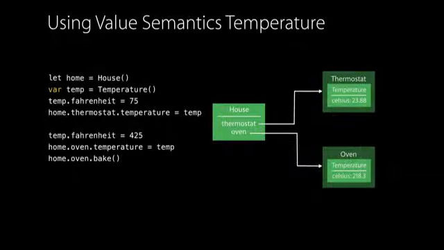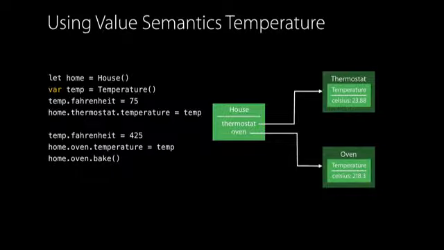Why is it fine? Well, the house points to the thermostat and the oven. Thermostat and oven both have their own instances of temperature values. They're completely distinct. They're never shared. They also happen to be inlined into the struct, so you're getting better memory usage and performance. So this is great. Value semantics have made our lives easier here.